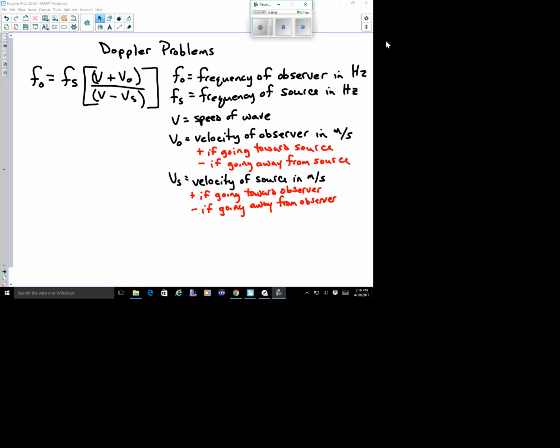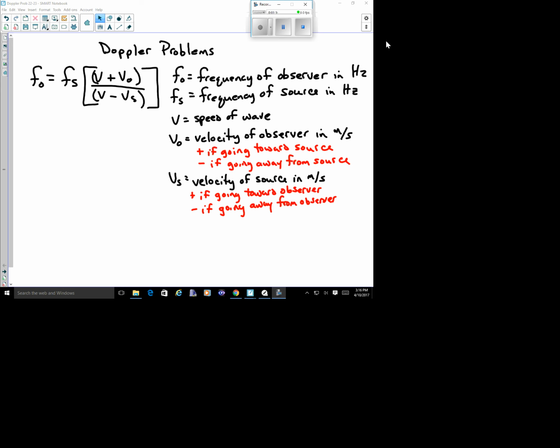And that's why you often hear cars go by and it makes that sound. And that's called the Doppler effect. You also have the frequency of the source, which is going to be F subscript S. It's the frequency of the source measured in hertz. The V is going to be the speed of the wave.